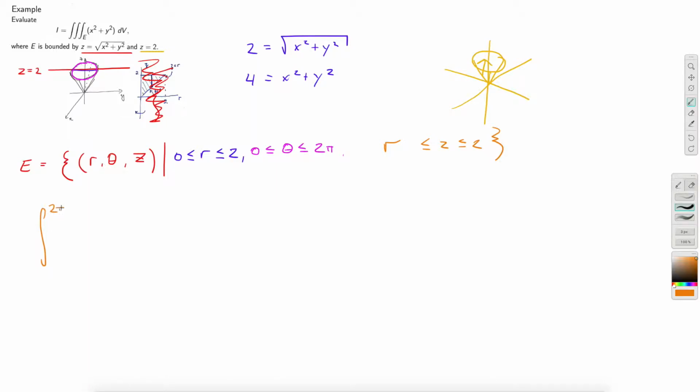So it's going to be the integral from 0 to 2 pi, 0 to 2, r to 2 of, and they're giving you this equation, x squared plus y squared. Are you going to write x squared plus y squared? You're not, because you know that x squared plus y squared equals r squared. dz r dr d theta. Then you're going to rewrite this. You're going to do a couple steps. So r squared times r is r cubed. Then you're going to integrate it, so you're going to get z, and this is between 2 and r.